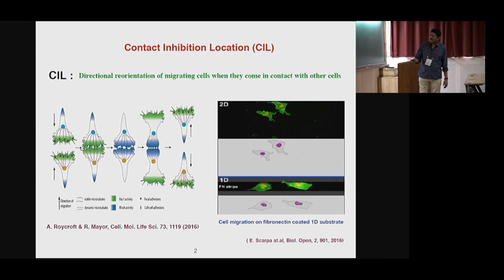So here are some experiments. This movie is not playing, but what I wanted to show here was that there are experiments done on this kind of fibronectin coated 1D substrate, where the cells come in contact with each other and then reorient away from each other. This kind of experiment in confined geometry allows one to quantify the effect of CIL more quantitatively. And today I'm going to talk about a model which mimics the interplay of this effect of contact inhibition locomotion with the cell motility in this kind of confined 1D geometry.